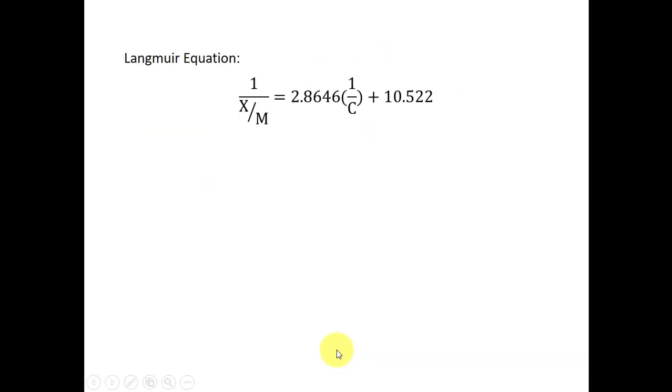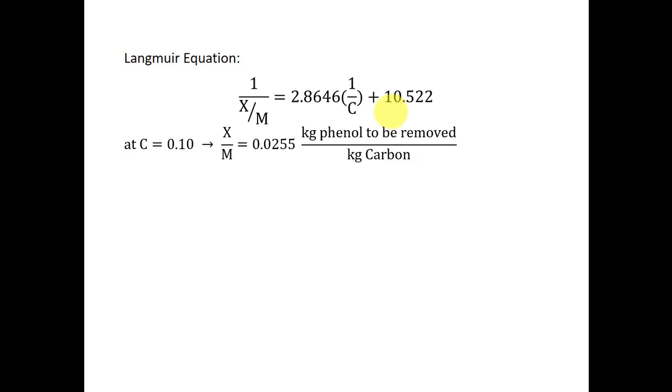Finally we can write the Langmuir equation: 1 over xm equals 2.86 times 1 over c plus 10.522. So now we got the constants. Now at the concentration of 0.1, this is the targeted concentration. If you apply c equals 0.1, x over m equals how much? Substituting c as 0.1, you get x over m as 0.0255.